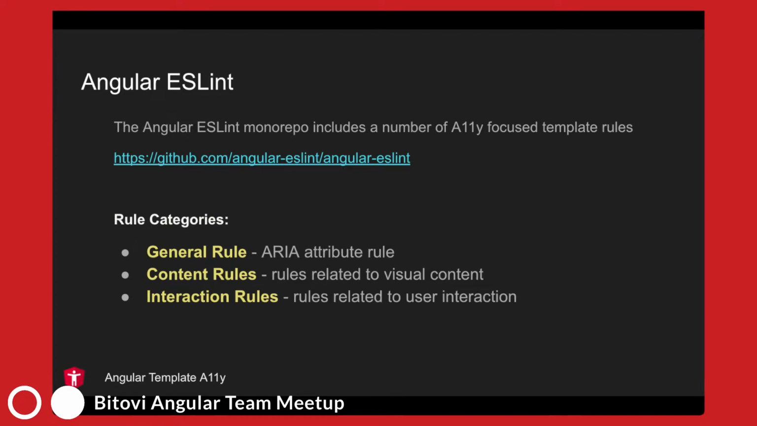Moving on to linting, there's a monorepo of ESLint rules called Angular ESLint that includes a number of accessibility-focused template rules. It's worth noting that these rules specifically work in templates. They do not work on component bindings, just something to keep in mind. So I've broken these rules up into three categories. The first I just called general because it only has one rule, and the other two are broken into content-based rules and then interaction-based rules.